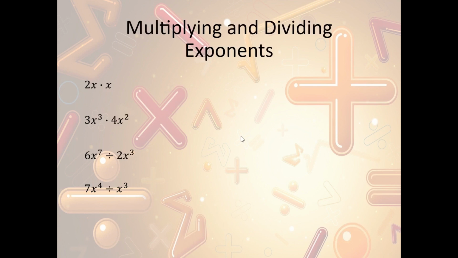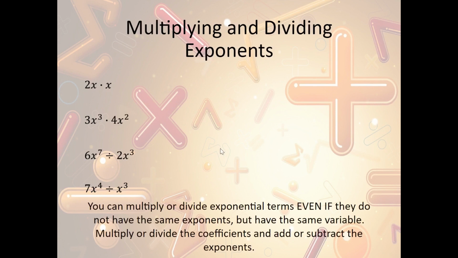Now when we multiply or divide exponents, the rule is this: when we multiply or divide exponential terms, even if they do not have the same exponents but have the same variable, we can still do it. The rule is we multiply or divide the coefficients and add or subtract the exponents. So if we're multiplying, we're going to add the exponents. So this is 2 times 1, that's my coefficient. And I have an x to the first and an x to the first, so I'm going to add those exponents. So I get 1 plus 1 for my exponents. So 2 times 1 is 2, and 1 plus 1 is 2, so it should be 2x squared.